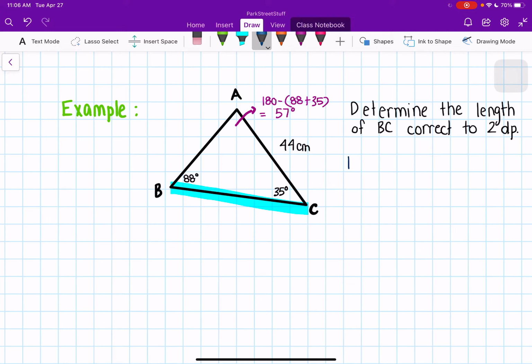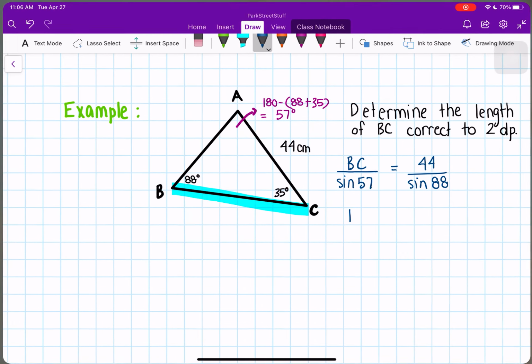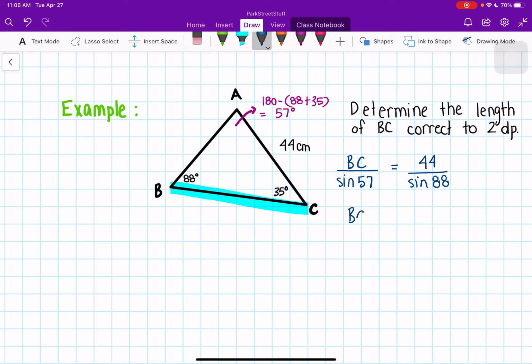So again, I'm looking for a side length, so that goes at the top. So BC over sine of 57 is going to equal, and then remember, we're going to use the side I know, so 44 over sine of 88. And that is the same procedure as we had. So we're going to go BC is going to equal, so we have to take this sine 57 and multiply it up to the top.